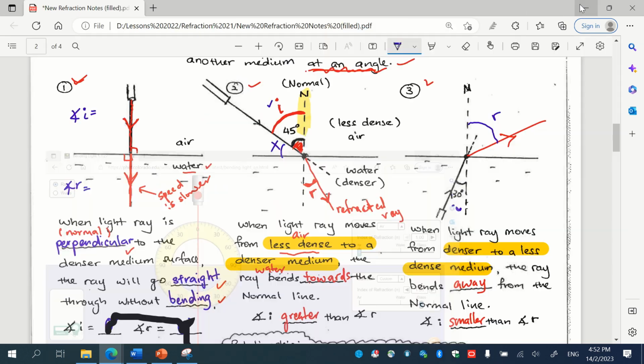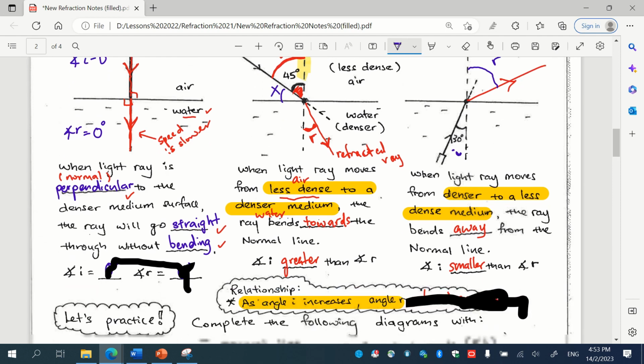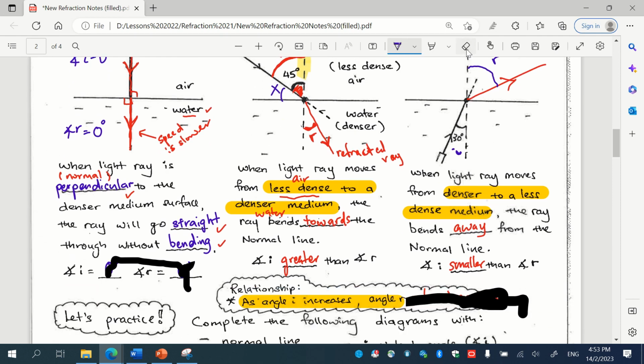Okay, so go back to your notes now. Please write here, angle I is 0 degrees and angle R is also 0 degrees. What does it mean? It means your light source is shining light perpendicular to the surface. So below here, can you write this in? Angle I equals 0, angle R equals 0.